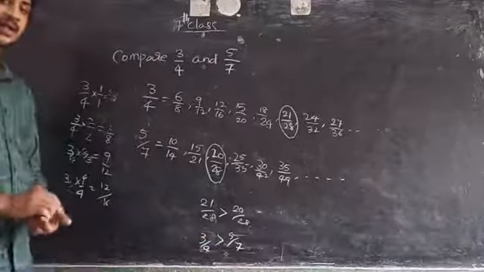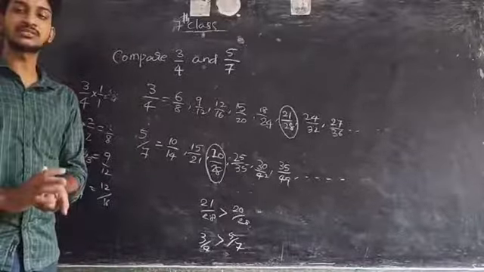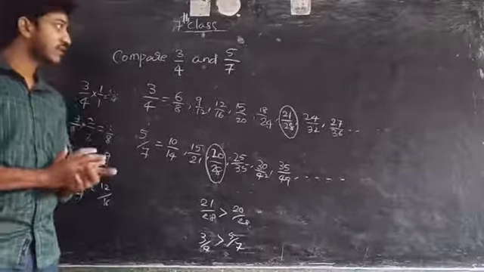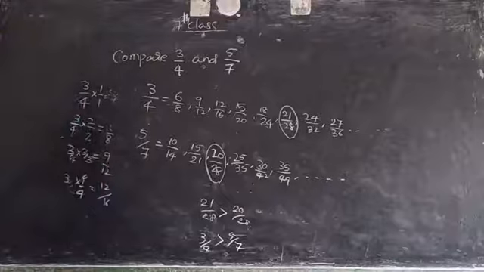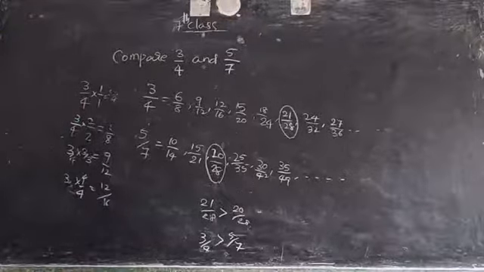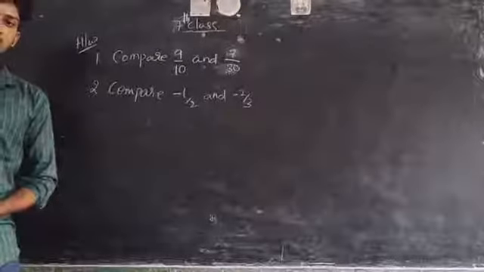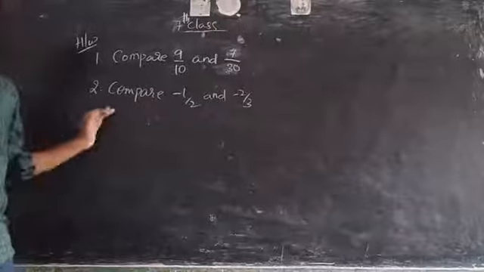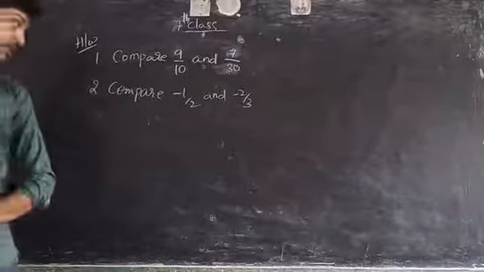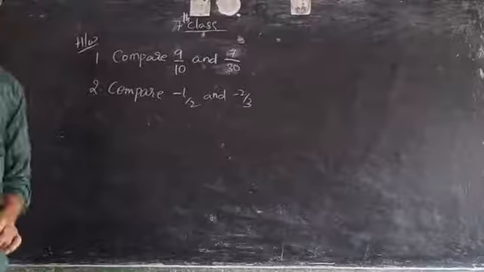Okay children, like that we have to compare two rational numbers. Okay, I will give some homework problems now. Children, do these two problems as homework. Compare 9 by 10 and 7 by 30. And the second question is compare minus 1 by 12 and minus 2 by 30.